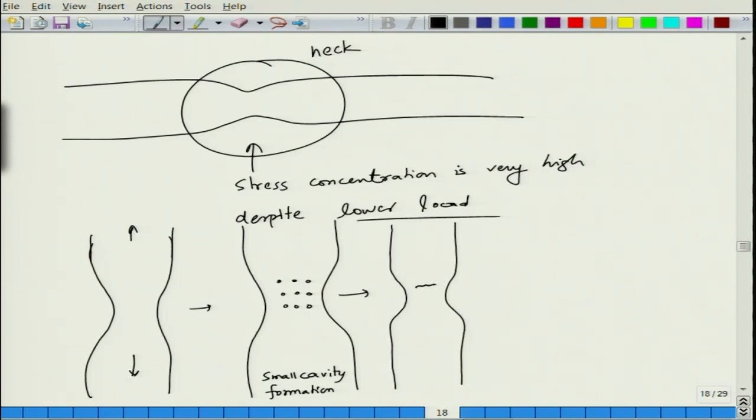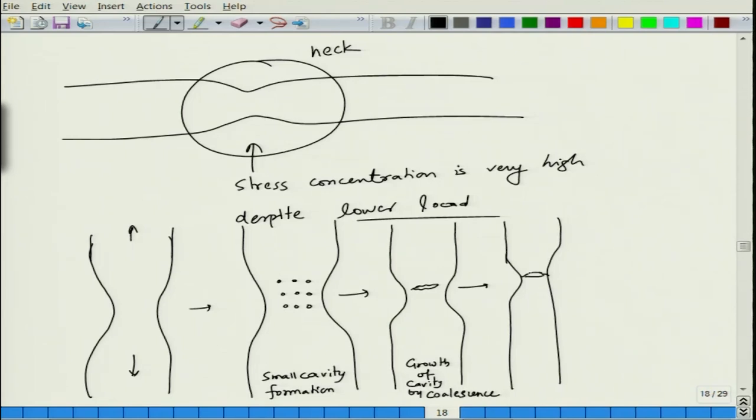To bigger size, growth of cavity by coalescence of smaller cavities. And when you increase the further deformation, then the situation may be something like this. These sort of cavities join on a particular plane, so basically there is a shear fracture that happens.